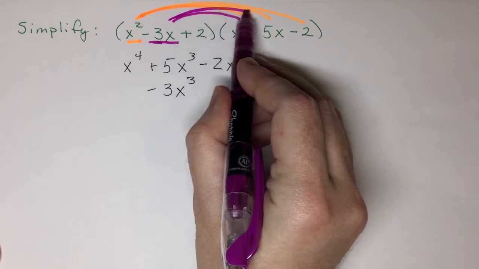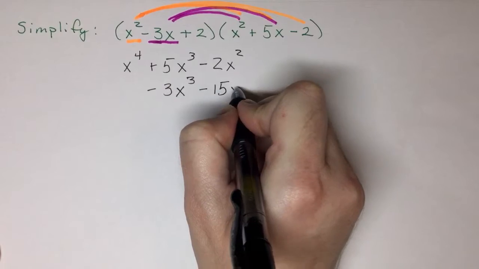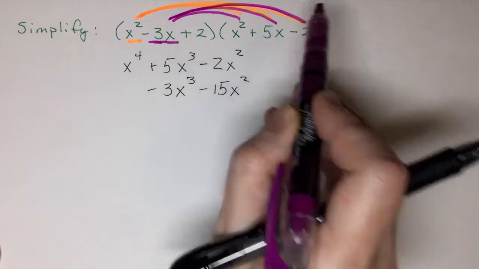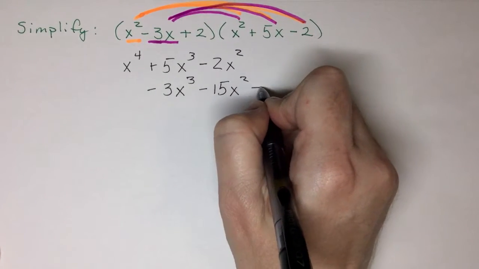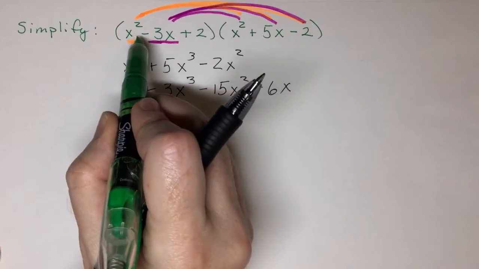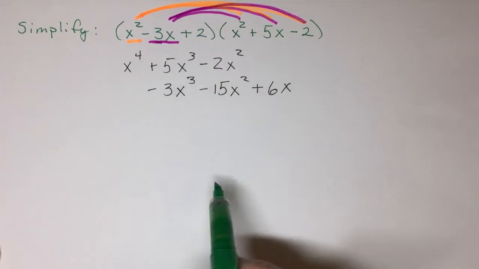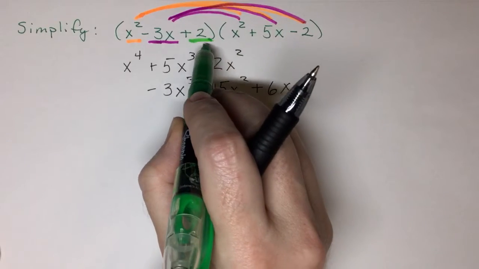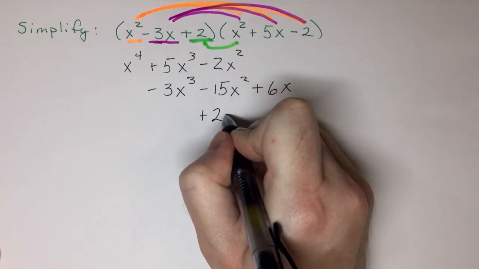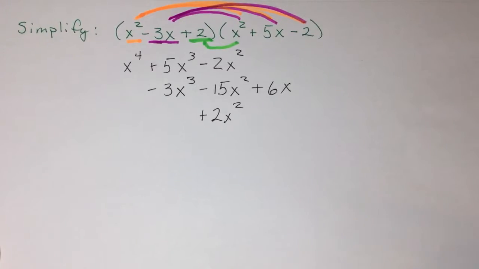If it had been a positive, I'd have a plus sign there because this is one continuous expression. Negative 3x times positive 5x is negative 15x squared. Negative 3x times negative 2, negative times negative is positive 6x. Had 3 terms in the second polynomial, so each time I distribute I should have 3 terms. Moving on to the last, 2. 2 times x squared, I have plus 2x squared. Again, notice the plus sign. This is a continuation of a thought.